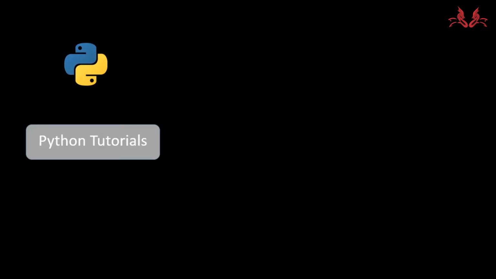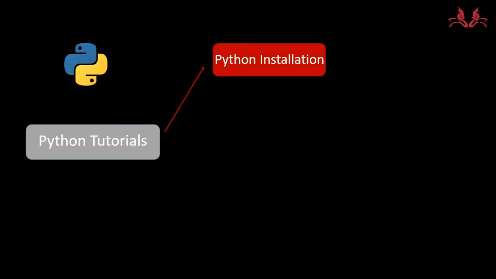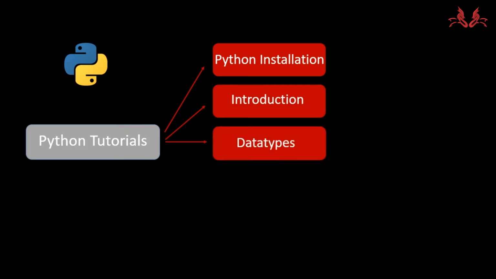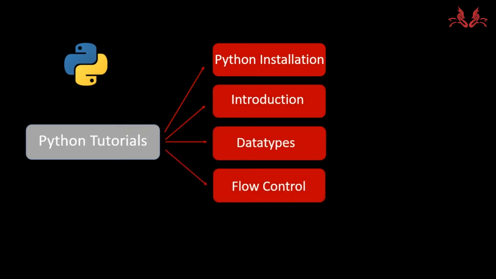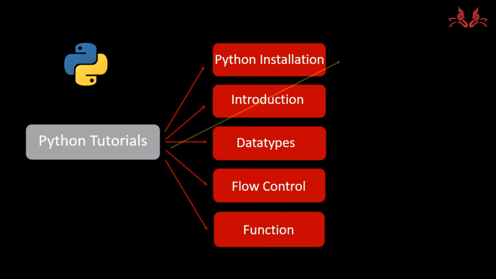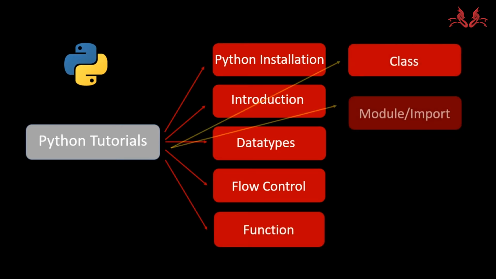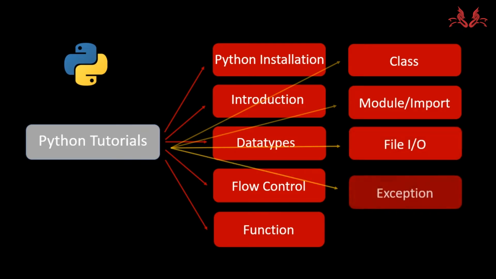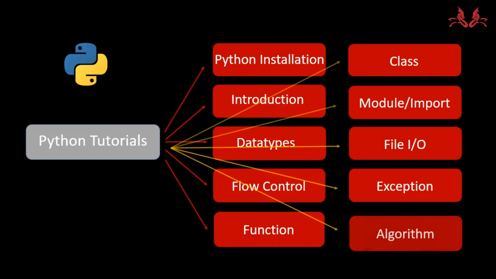After the 5 episodes about the basic introduction and installation of Python, now I'm gonna show you the organization of this Python tutorial. Let's go. The structure includes Python installation, introduction, data types, flow control, function, class, module import, file I/O, exception, and algorithm.